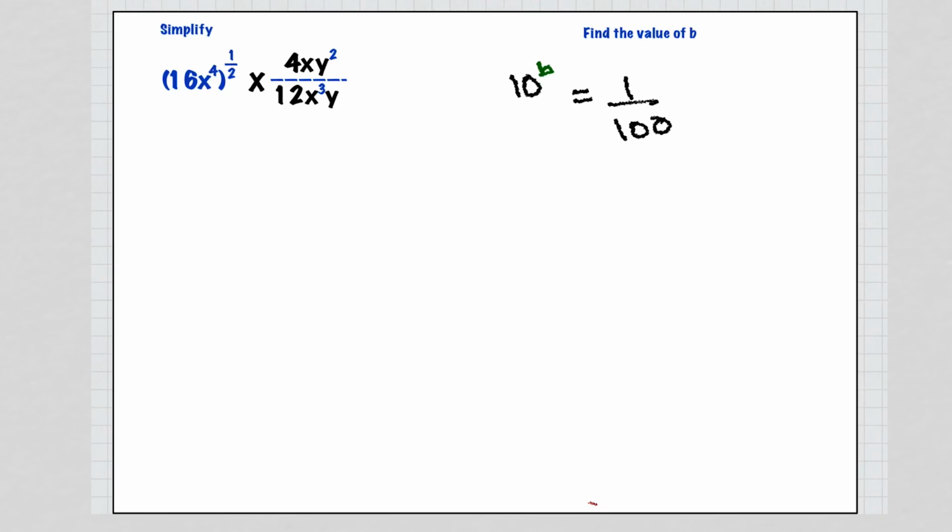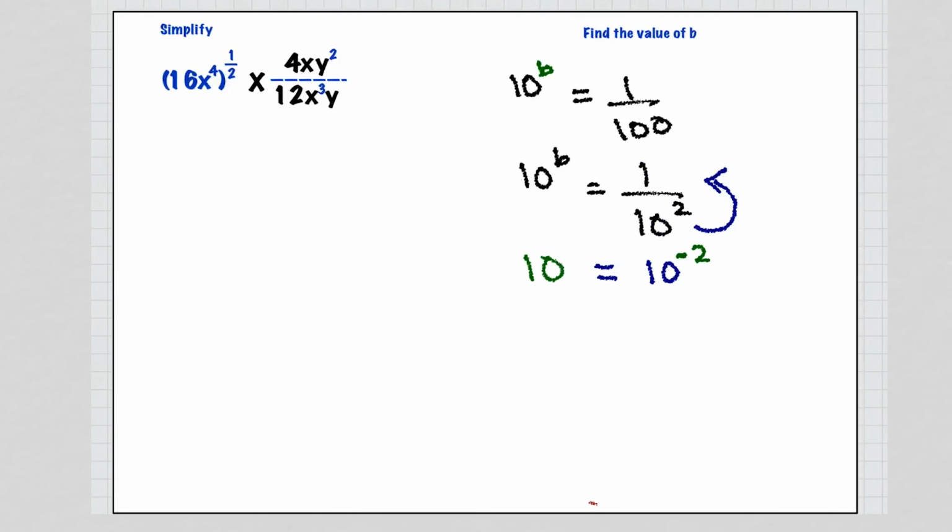The next question we have here is 10 to the power b equals 1 over 100, and they'll ask you to find the value of b. In order to find the value of b, first change this 100 to 10 squared, please. So 10 to the power b equals 1 over 10 squared. Next step, we need to take 10 to the power 2 up. To do that, we write 10, but we need to change the sign of the power, so positive 2 becomes 10 to the power minus 2.